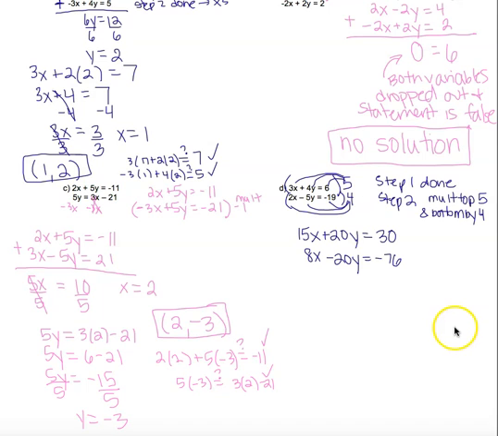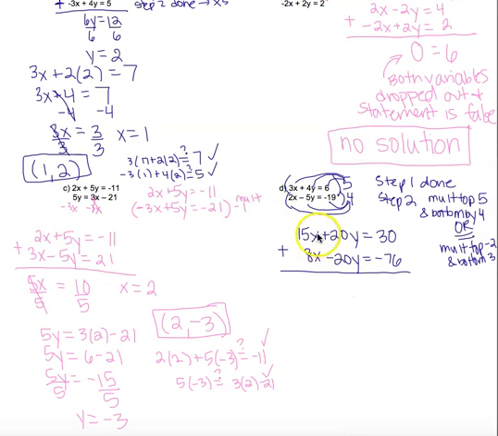Again, you always have a choice here. I did this so I wouldn't have to multiply by a negative. You could multiply the top by negative 2 and the bottom by 3 if you wanted, because that would give you negative 6x and positive 6x. So again, you have a choice. As long as you get opposite coefficients, it doesn't really matter what you choose to multiply by.